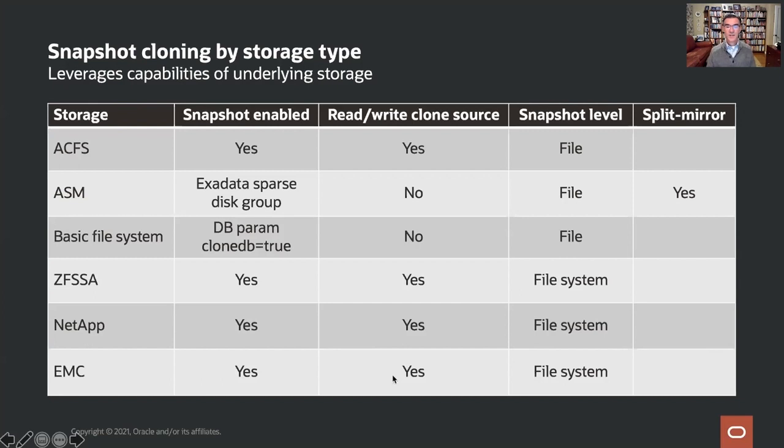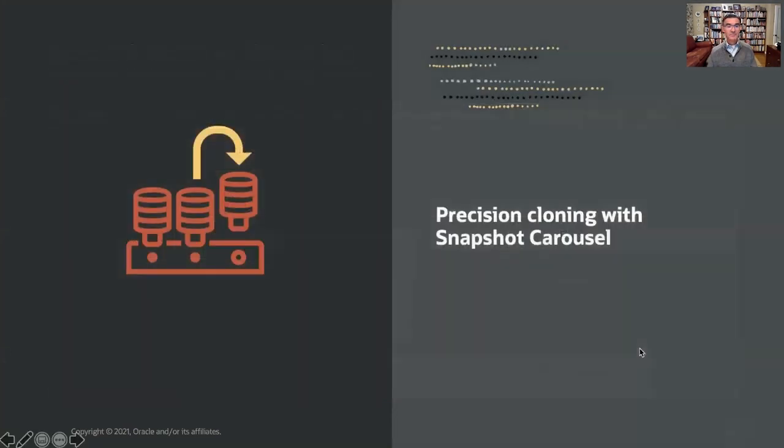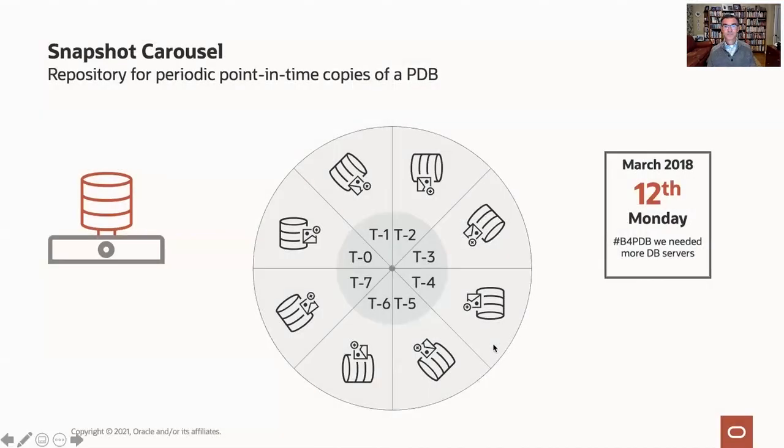So without reading the slide out for you, we see that ACFS has ideal characteristics. It supports snapshot clones natively. The clone source remains read-writable, which is important for Snapshot Carousel. We'll talk about that in a minute. And snapshots are taken at the file level, so storage is not held hostage when dropping apparently independent PDBs. Now we can move on to discuss precision cloning with Snapshot Carousel.